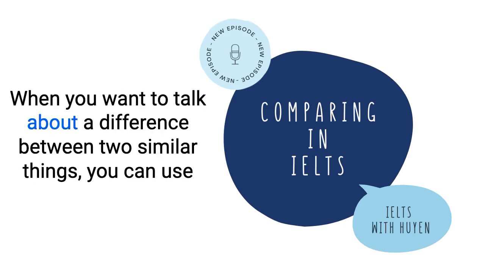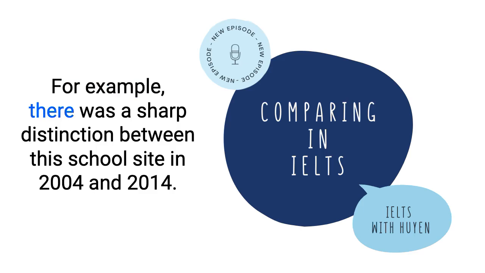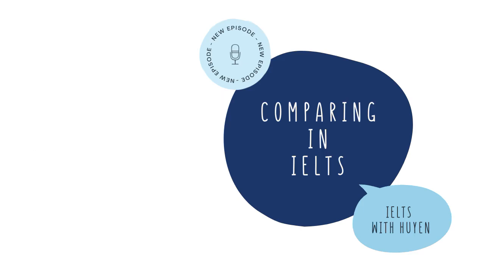When you want to talk about a difference between two similar things, you can use a distinction between A and B. For example, there was a sharp distinction between this school site in 2004 and 2014.